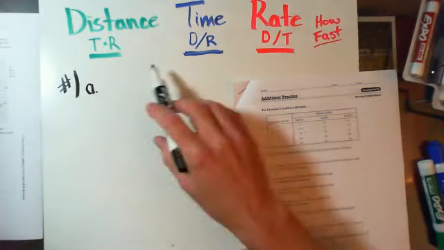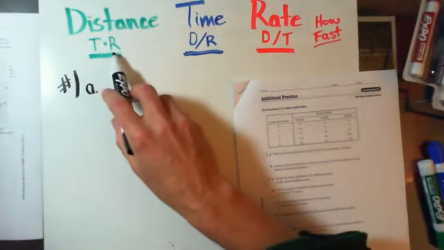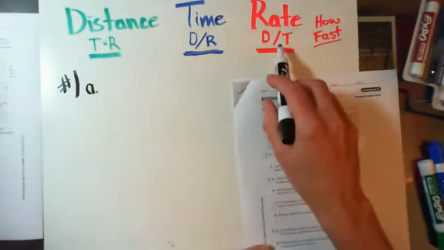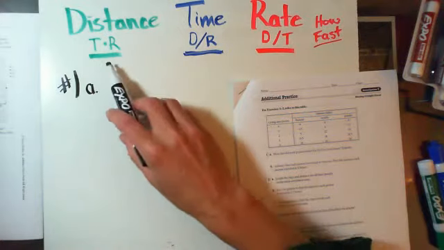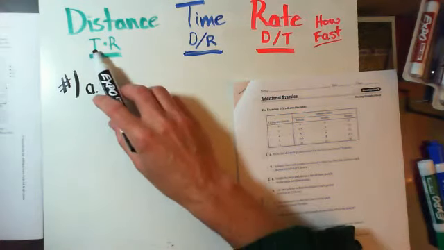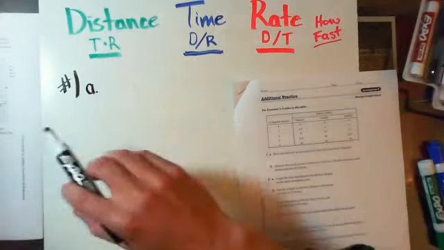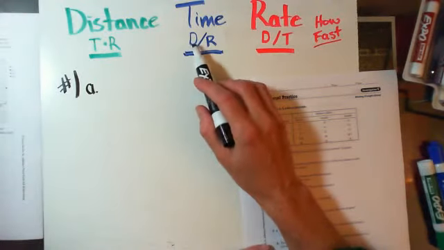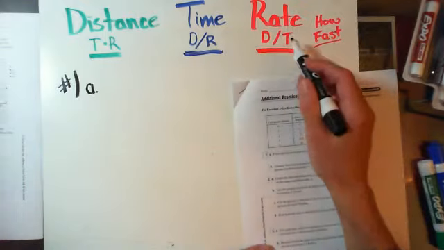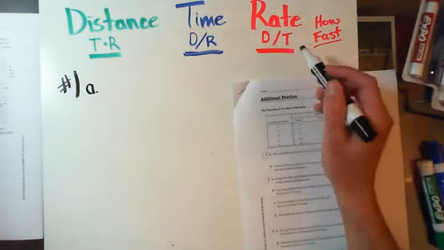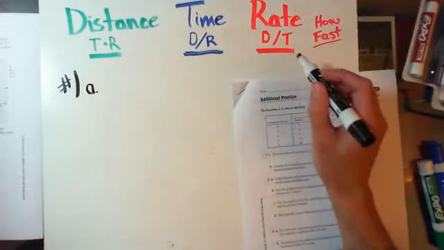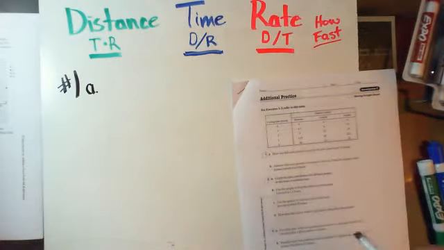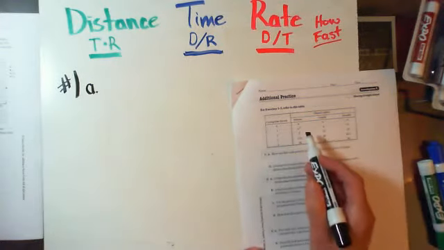To figure out any one of these, this is what you need to know, the math you'll need to do. So to find distance, you'll always multiply the time times the rate. To find a time, you'll divide the distance by the rate, and to find the rate, you'll divide the distance by the time. Let me show you how the first one is done here.